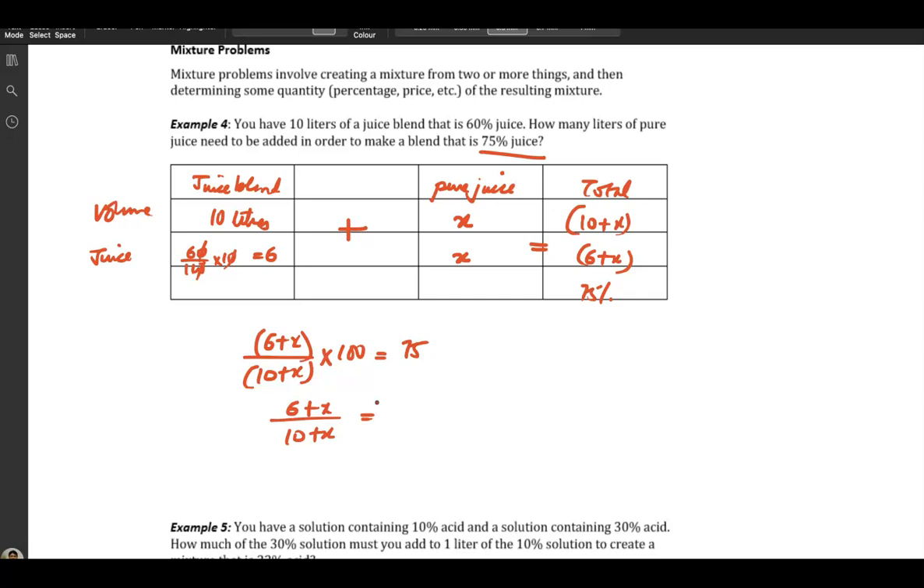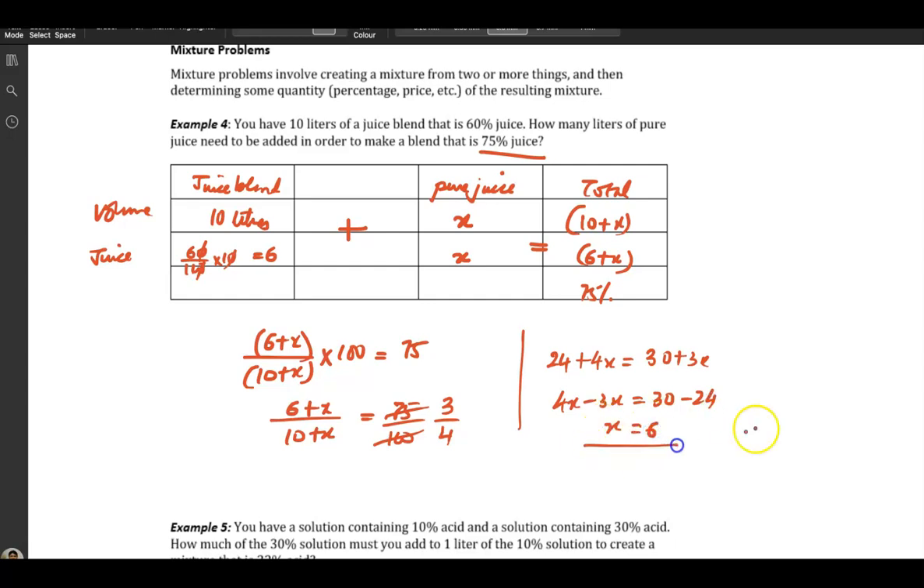You do 75 upon 100, reduce the fraction, and then cross multiply. So 24 plus 4x equals 30 plus 3x. Then 4x minus 3x equals 30 minus 24, so x equals 6. So 6 liters of pure juice is added.